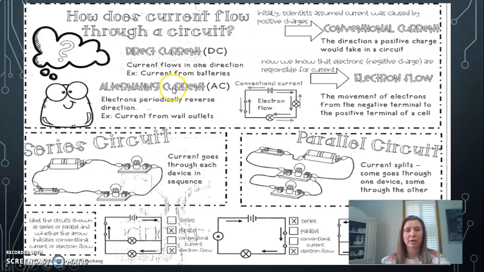We can have our direct and alternative. Sometimes you'll hear it as DC, sometimes you'll hear it as AC. Direct is just current flow in one direction, start to finish, kind of like a track. Whereas alternative is sometimes it can have a reverse. It can go one way and then maybe jump back and go another way.